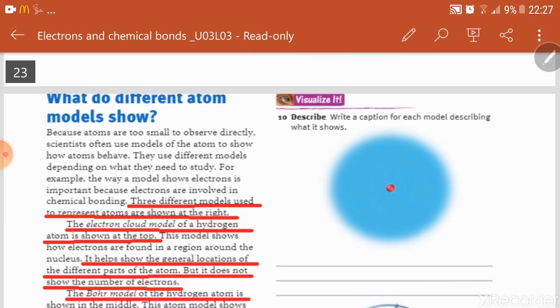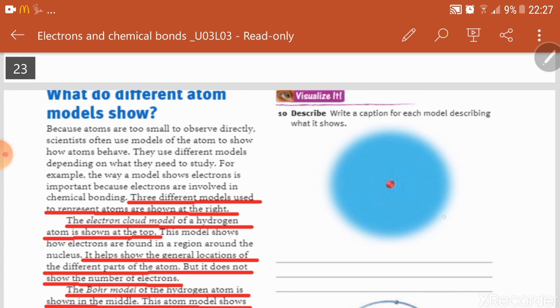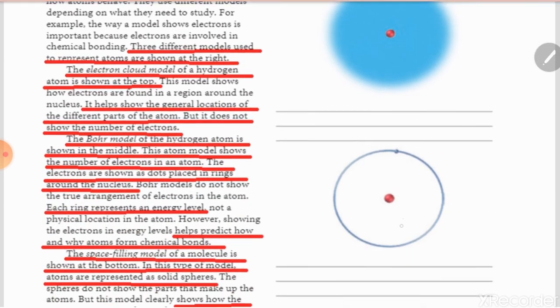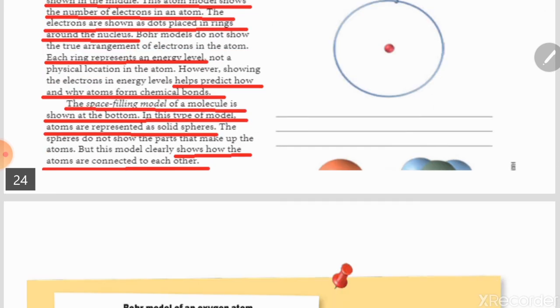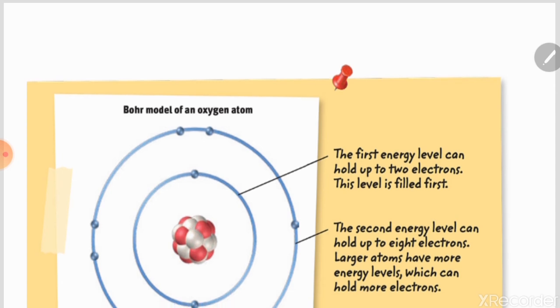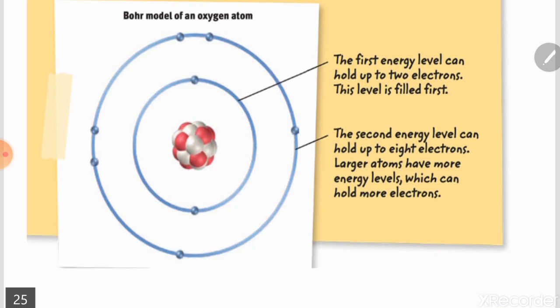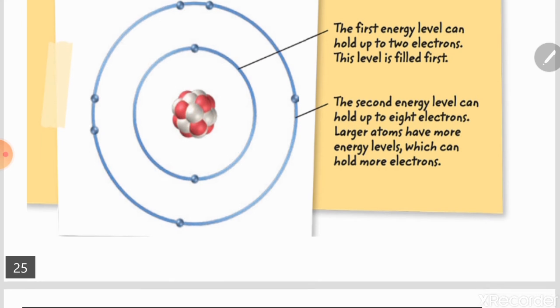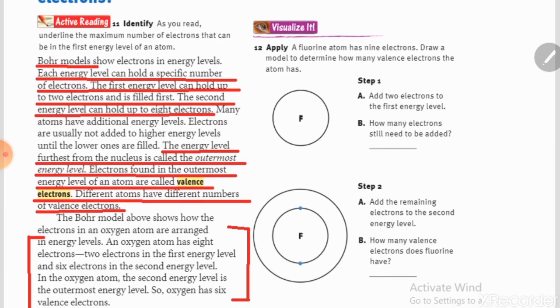Which atom is this? Right. For sure, because here I have only 1 electron, I can say it is hydrogen, right? The second one shows the Bohr model of the oxygen atom. We had it in our PowerPoint also.